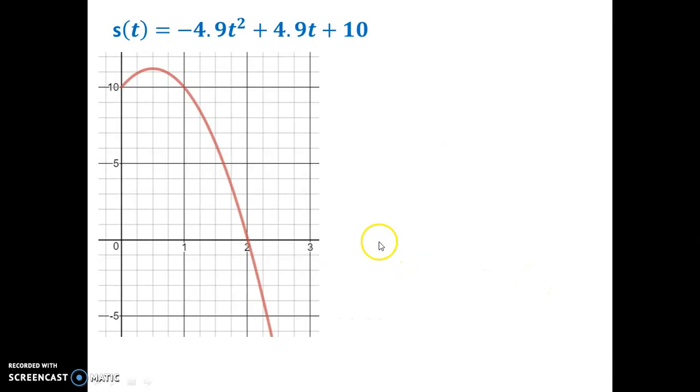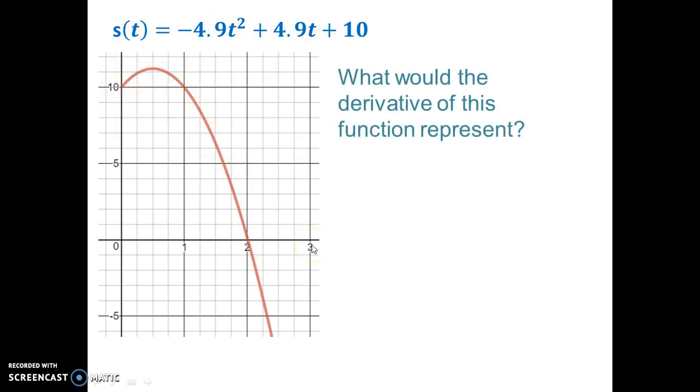Okay, let's begin here. Before you even look at your notes page, let's look at this. There's a function. It is graphed like this. And I have two quick questions to get you started. Number one, what would the derivative of this function represent?